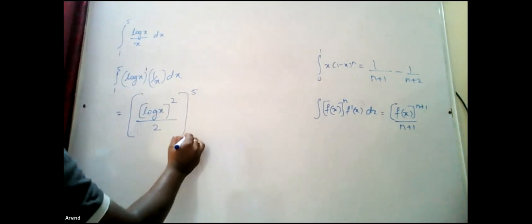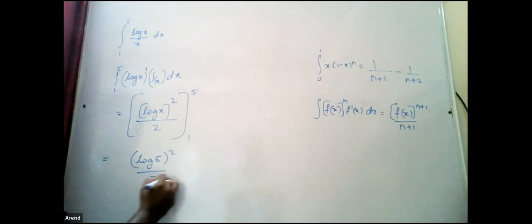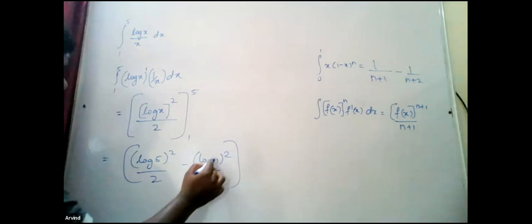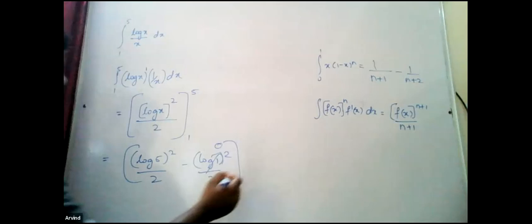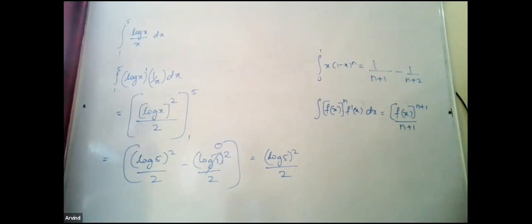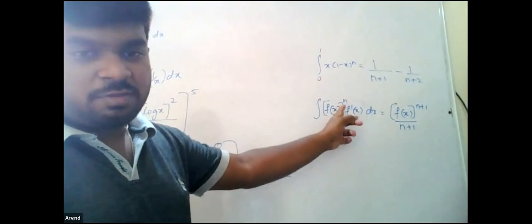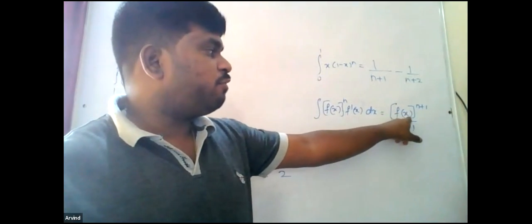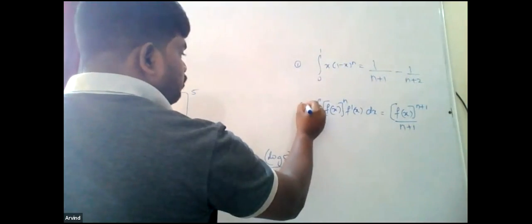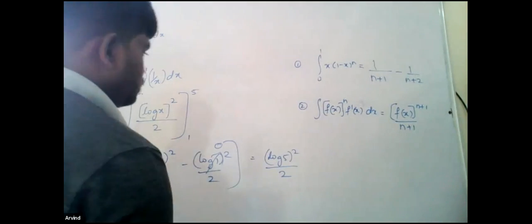Apply the upper limit and lower limit. So it will become log 5 the whole square divided by 2 minus log 1 the whole square by 2, upper limit minus lower limit. Log 1 is 0, so this entire thing will become 0. Therefore, the answer is log 5 the whole square divided by 2. This is the answer. So the formula that we used, remember this, we're going to use this a lot: f of x into f dash of x is equal to f of x to the power n plus 1 divided by n plus 1. This is the second formula that we used. You can write it down somewhere if you wish. However, it is in the PDF. But remember the logic.